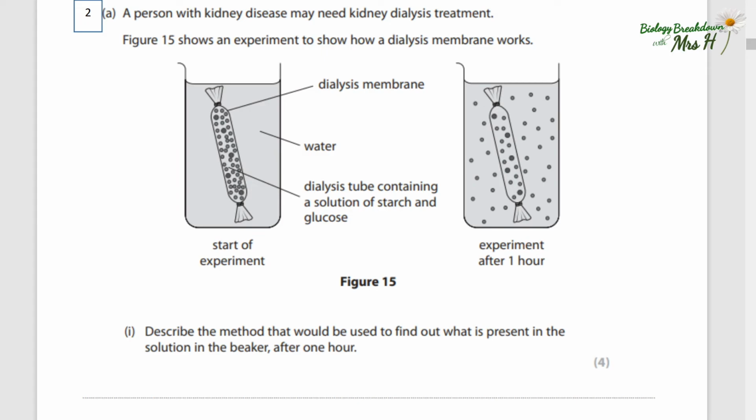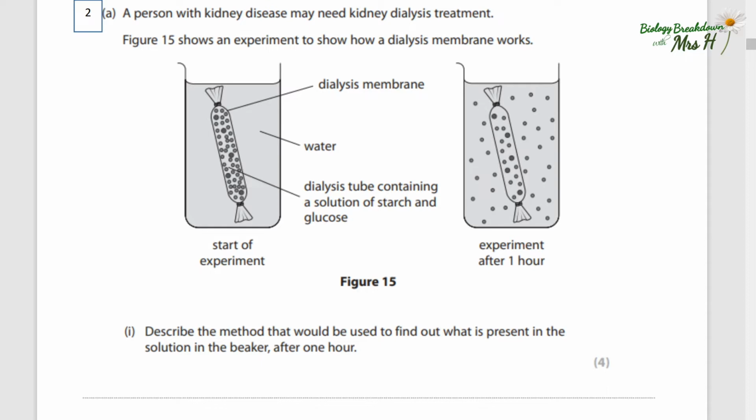A person with kidney disease may need kidney dialysis treatment. Figure 15 shows an experiment to show how a dialysis membrane works. At the start of the experiment, we have this dialysis tube containing a solution of starch and glucose, and that is in a beaker of water and dialysis membrane. And then we can see the experiment after an hour.